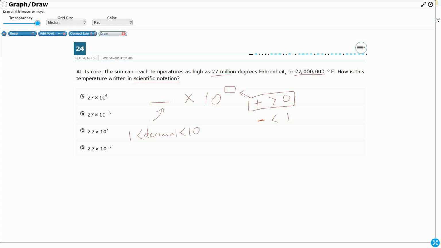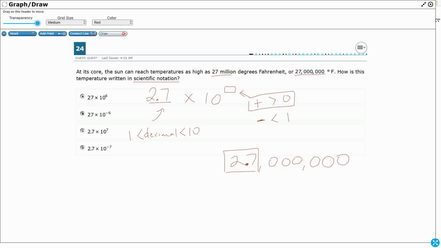All right, so let's take what they gave us, 27 million. And so first, what do we need to do? We need to turn this into this first part, and let's just take our non-zero digits, so 2 and a 7. Let's turn that into a decimal that is between 1 and 10. So you see here, if we put a decimal right there, 2.7, that's going to satisfy the first part.